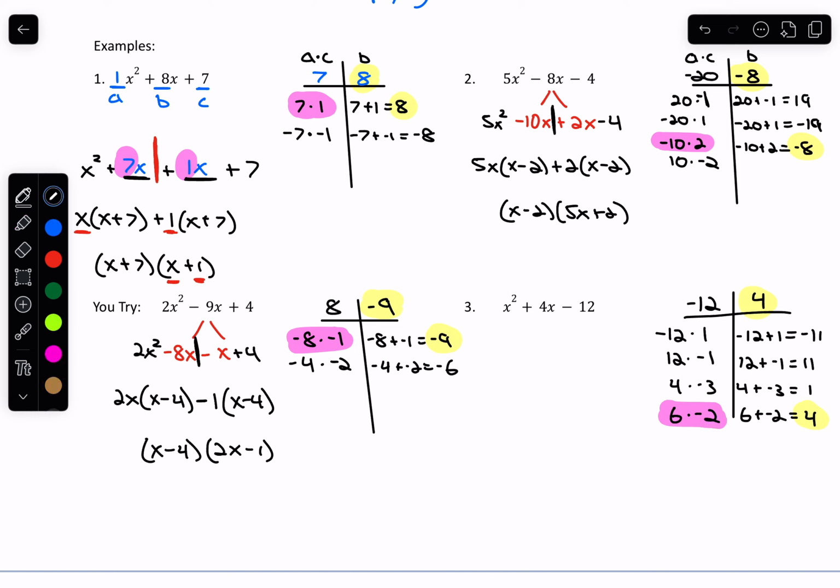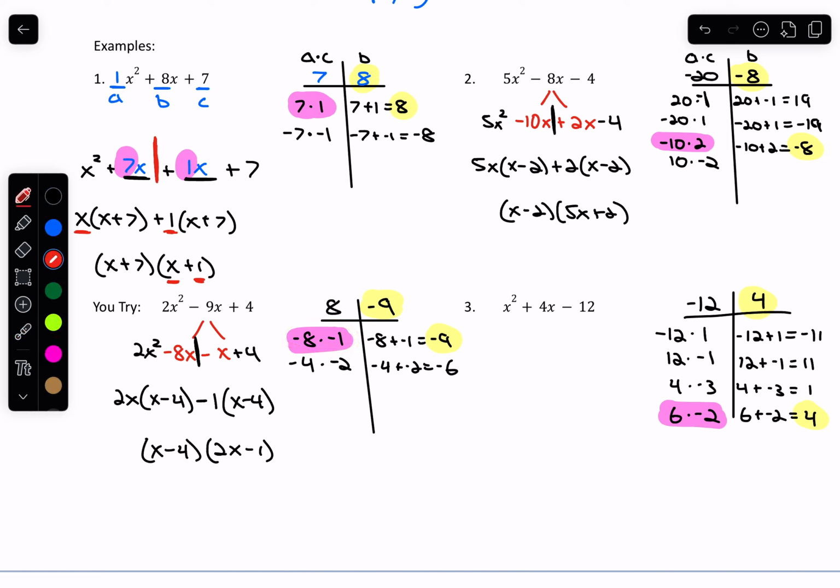But again, as you're guessing numbers, you shouldn't just be guessing randomly. Use some intuition. If the B value is small, like 4, then you're going to want to choose two factors that are relatively close together. But if the B value was really big, like in the previous problem, we had a big B value, -9, then you're almost always going to be choosing two numbers that are really far apart. In this case, -8 and -1 are as far as we could get.